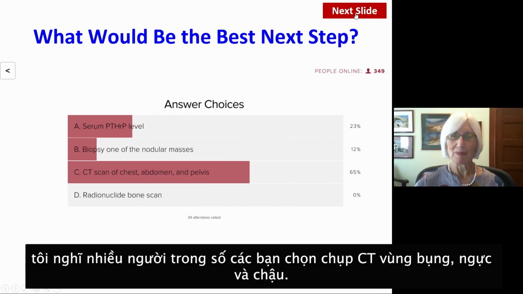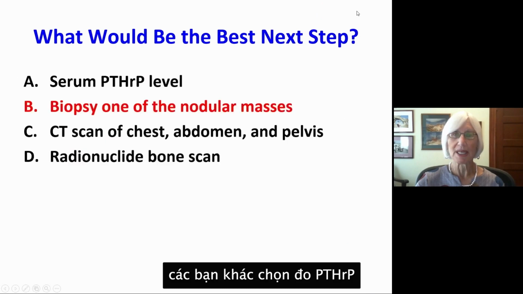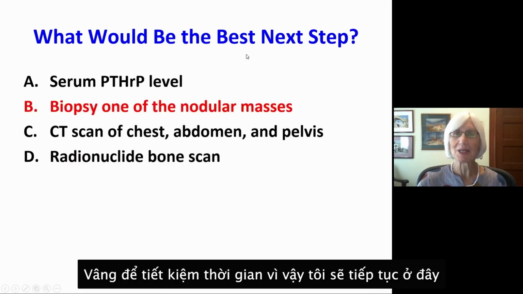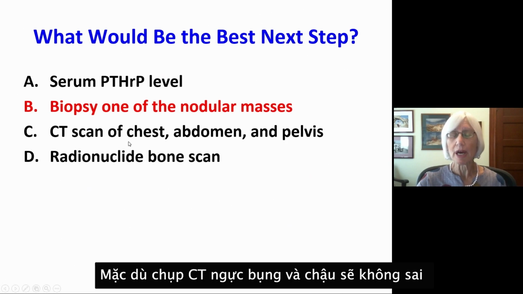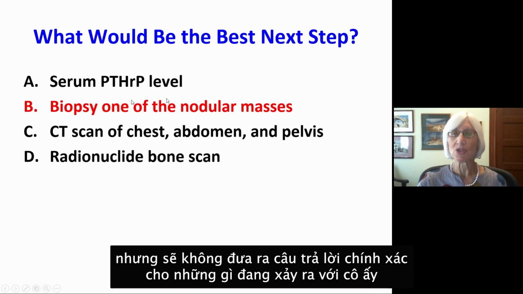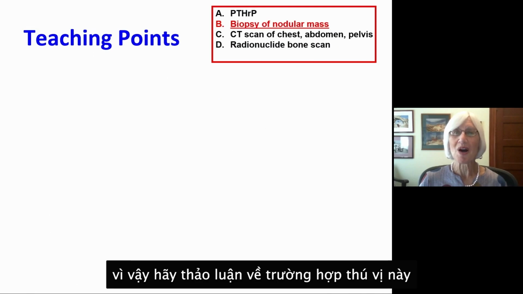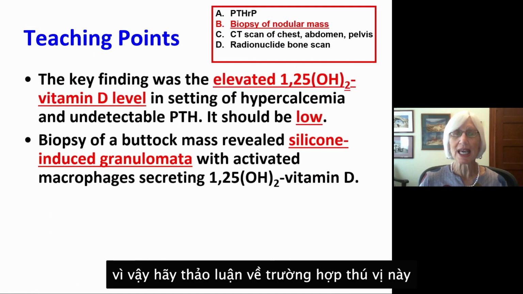I think many of you are going for the CT scan of the chest, abdomen, and pelvis, others for a PTHrP. So for sake of time, I'm going to go on here. The correct answer is actually to do a biopsy of one of the masses, though a CT scan of her chest, abdomen, and pelvis wouldn't be wrong, but would not give the correct answer to what is going on with her. So let's discuss this interesting case.